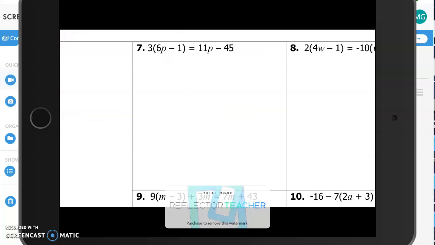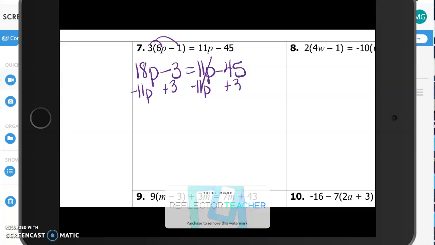All right, 7 is where we have parentheses, so you need to distribute first. So when I distribute the 3, I get 18p minus 3 equals 11p minus 45. So again, I'll do that shortcut. I need to subtract 11p from both sides. So that gets rid of that one. So my variable's on the left, so I need to get rid of the 3. So I need to add 3 to both sides. That gets rid of that one.